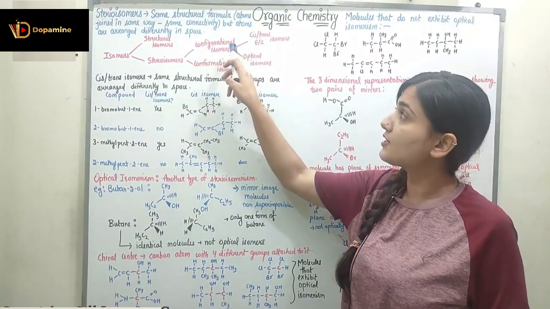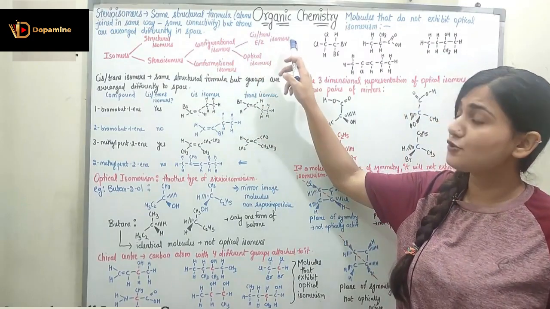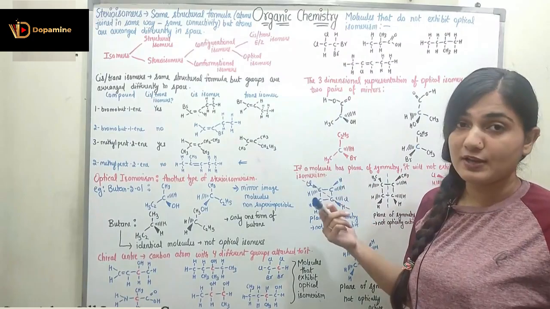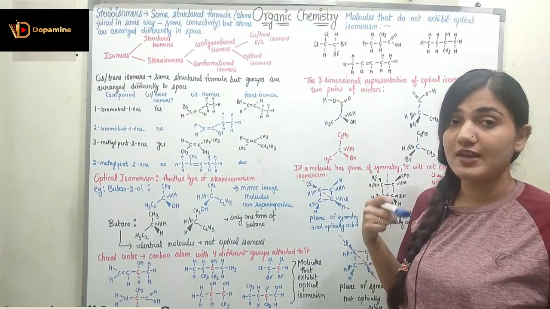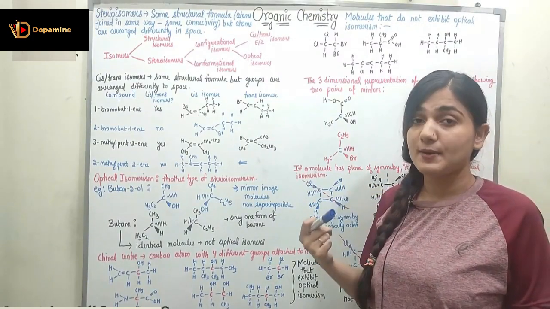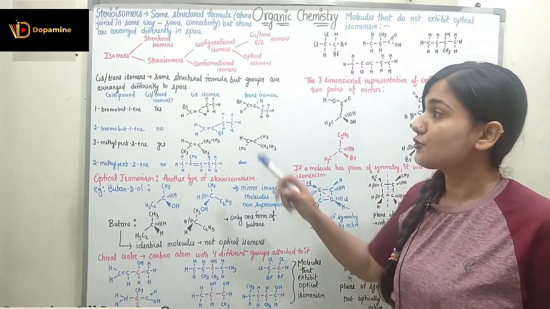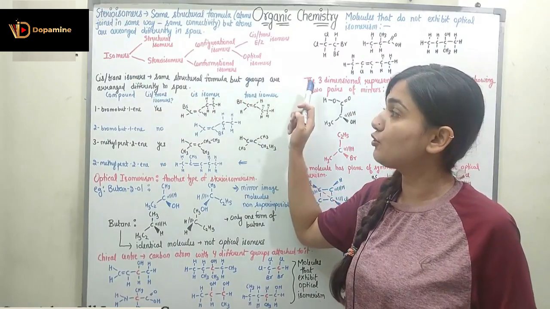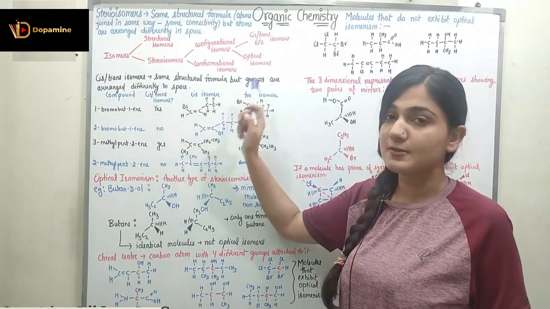Now the configurational isomers are cis-trans isomers, which are also known as E or Z isomers. Then we have the optical isomers. So we are going to talk about both of them, cis-trans isomers as well as the optical isomers. So now what are the cis-trans isomers? Which are having the same structural formula but groups are arranged differently in space, right?